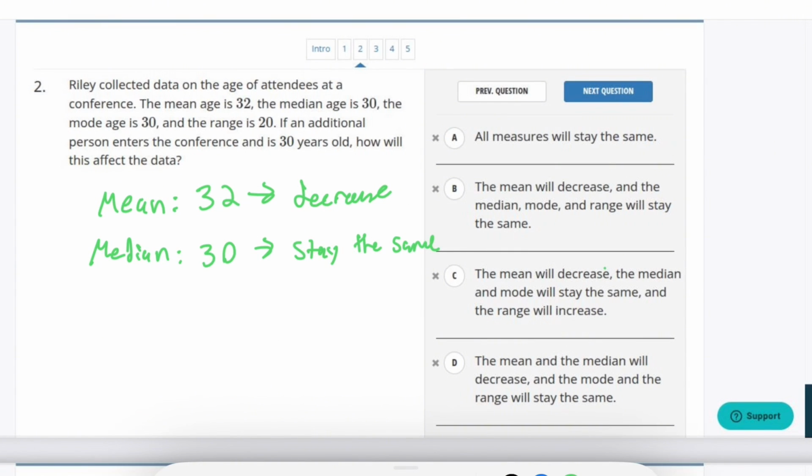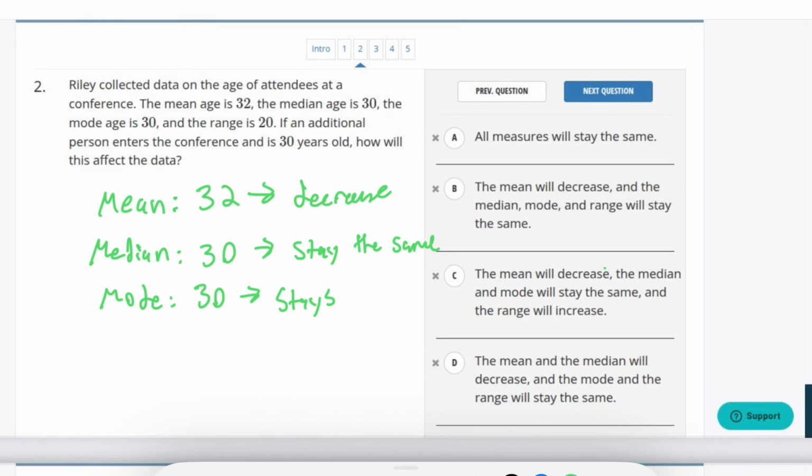Next is the mode. So mode, if the mode was 30, which it was, and you're adding another person that is 30, you're just increasing. Mode is how much it's repeated. So you're just adding another data point that is repeated. So it just increases the amount that is 30. So it will definitely not change. It continues to stay at 30.